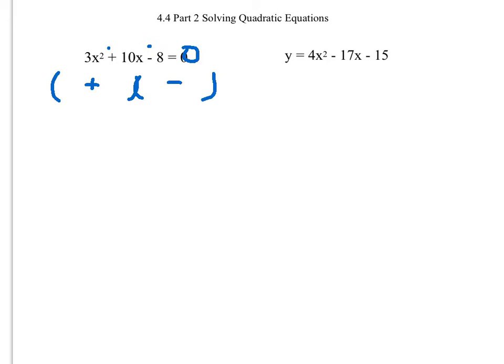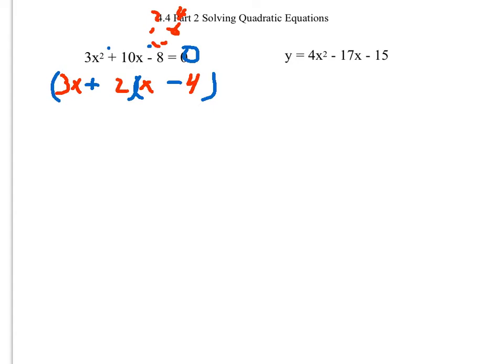Now, there's only one way we can really break down that 3x squared, and that would be 3x and x. And there's a couple of ways to break down the 8. We could go either 1 and 8 or 2 and 4. And for this, we will go with 2 and 4. So we'll have the 2 here, the 4 here.